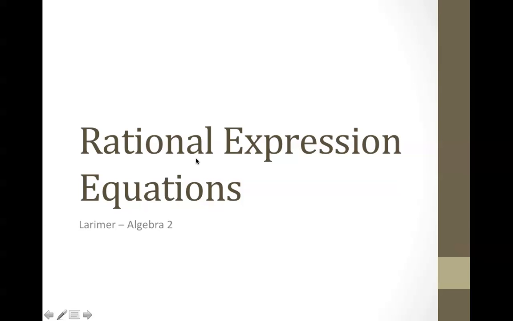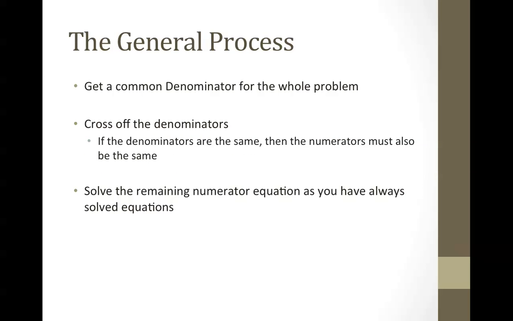Today we're going to be talking about rational expression equations, which are equations that have fractions on one or both sides that we need to take care of. The general process is to get a least common denominator for the whole problem. That's the left and the right side need to have the same denominator. And then, since the denominators are the same, that means the numerators should also be the same. So we can cross off the denominators and just solve the remaining numerator equation.